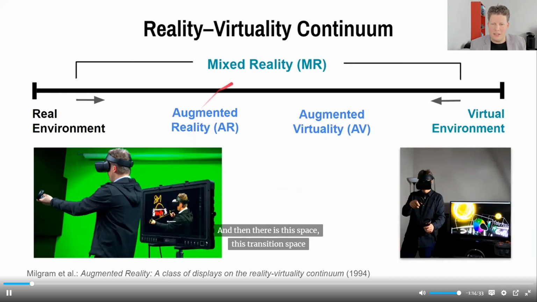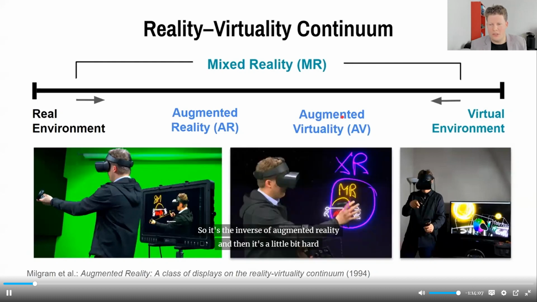And then there is this transition space between the real world and the virtual environment. If we still see mostly the real world, we would say this is called augmented reality. The inverse of augmented reality is a term that's not often used, but it was clearly established in 1994 as augmented virtuality. It's seeing mostly the virtual world and incorporating elements of the physical world. So it's the inverse of augmented reality.